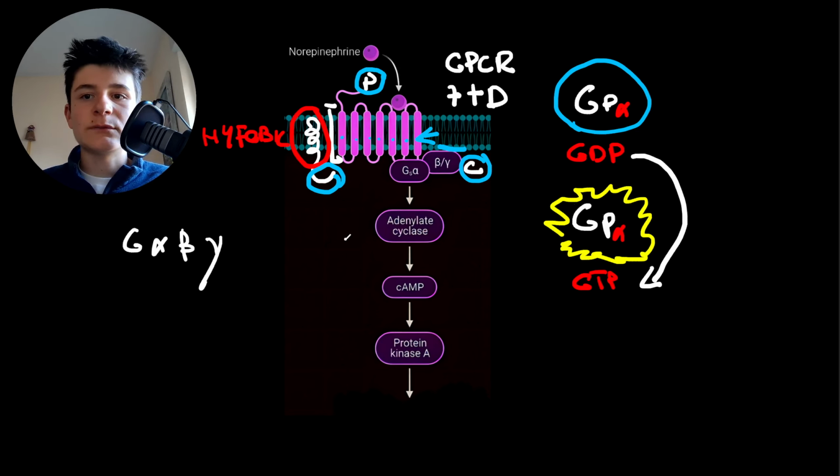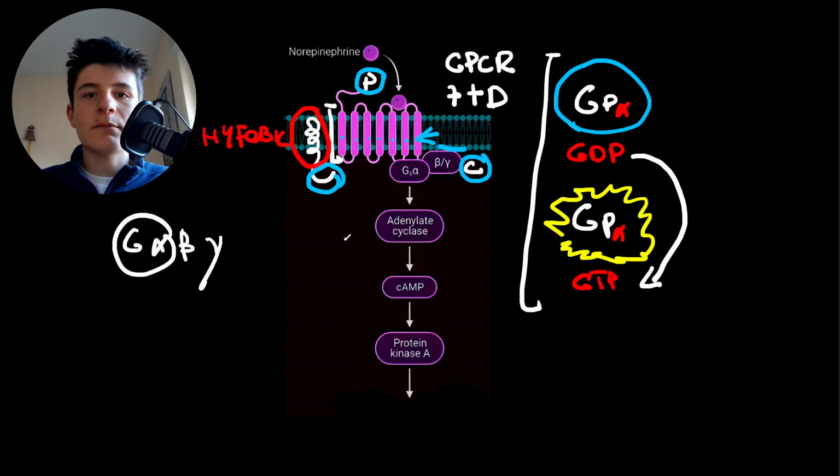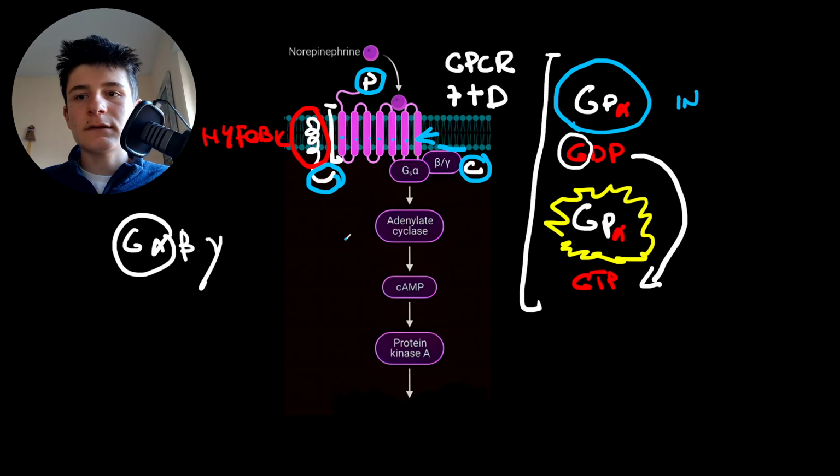And why is it called G protein? Well, because if we look at the alpha subunit, here we have a little scheme of the alpha subunit, and the alpha subunit can be bound to GTP or GDP. If it is bound to GDP, it's inactive, and if it's bound to GTP, it is active. So it's a G protein because it is associated with GTP or GDP, so guanosine triphosphate or guanosine diphosphate. This is the inactive state, and this is the active state.